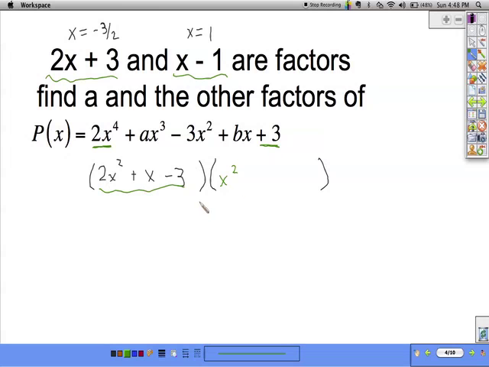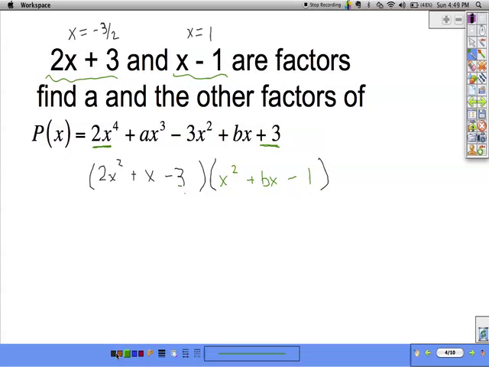If I'm going to get this plus 3 at the end, that's going to happen by multiplying -3 by some constant. And that constant needs to be -1. But this middle term, the x term, gets a little bit trickier. Not too bad, but we have to do a little bit of work to figure it out. So for now, I'm just going to call it bx.